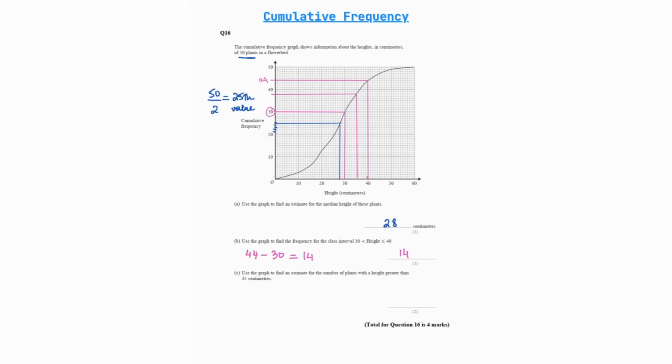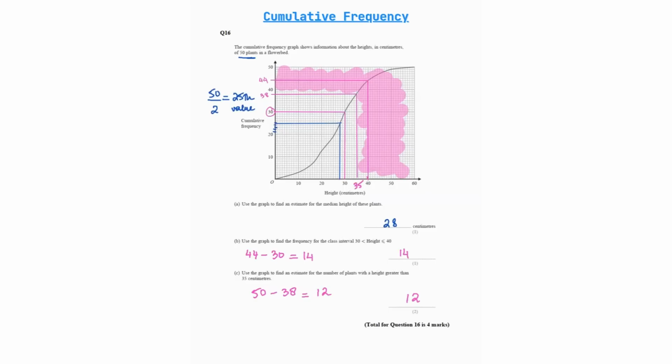38 over here. So basically that's all of this region. So we do 50 minus 38, which is equal to 12. So 12 plants have a height greater than 35 centimeters.